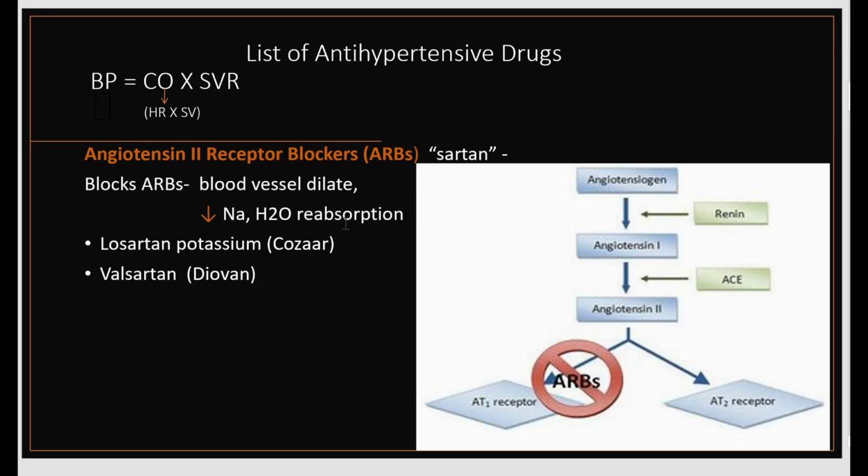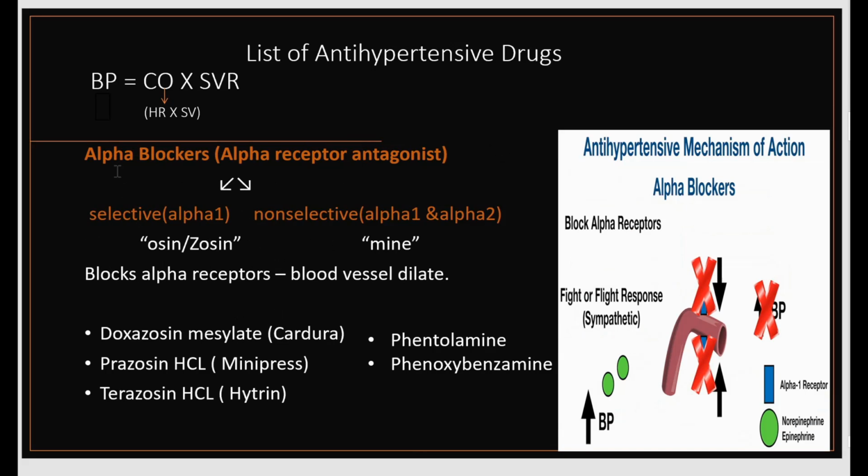Now the examples, sartan, losartan potassium, valsartan, and these are the trade names. The third group is alpha blockers. It blocks the alpha receptors. There are different types of alpha receptors, that is alpha 1 and alpha 2. When it acts on the alpha 1 receptors, it's called selective. And when it acts on alpha 1 and 2 receptors, it's called non-selective. There are alpha receptors in the blood vessels and these are associated with an increase in blood pressure.